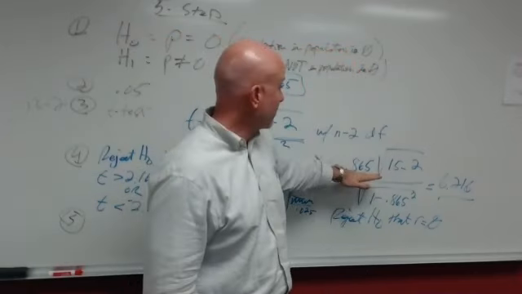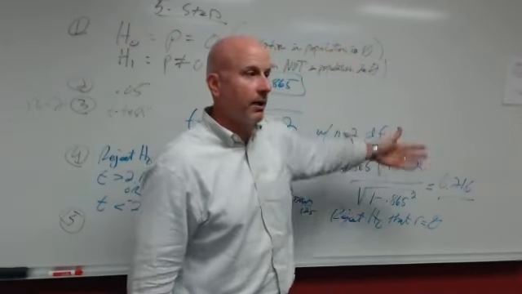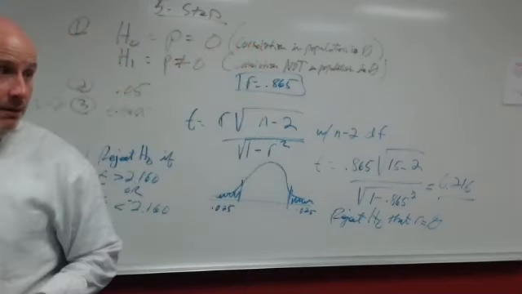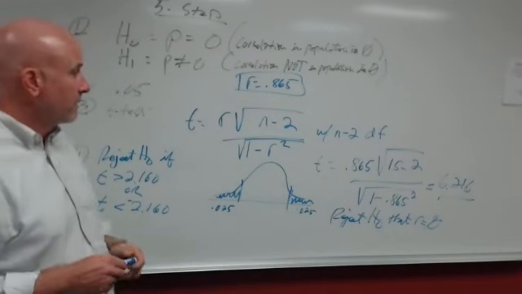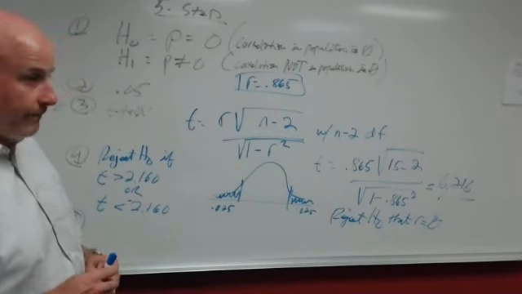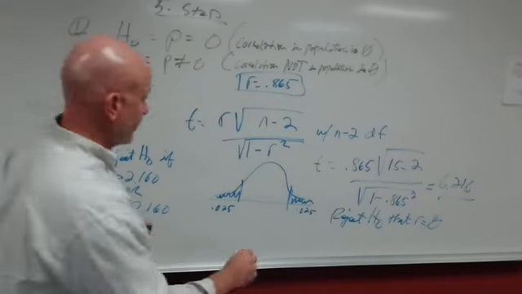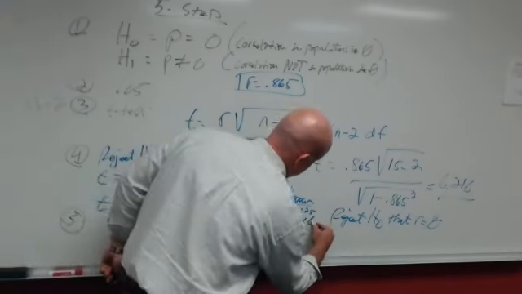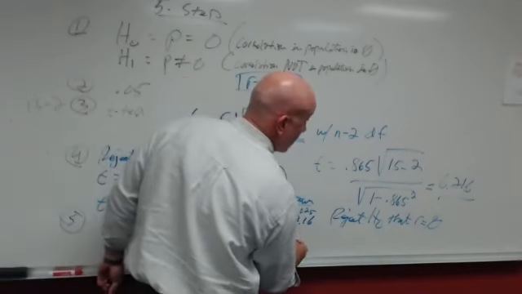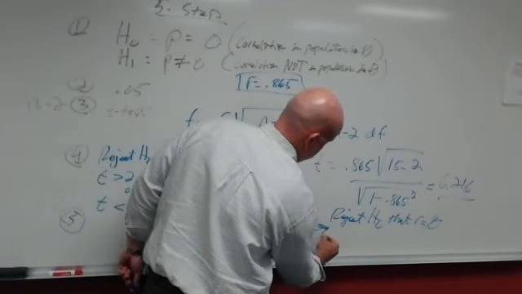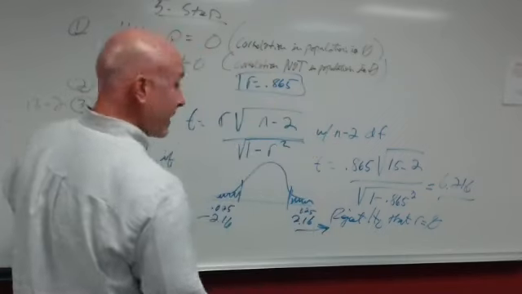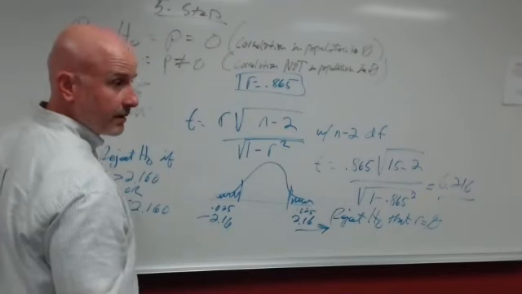And again, when we calculate it here, we measure the strength of that correlation. 6.216, and then you put that over the T, and that's greater than 2.160. So this right here would be the 2.160, and this would be the negative 2.160. So 6.216 is in that direction. It is greater than 2.160.